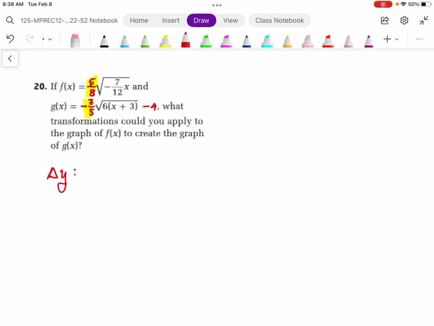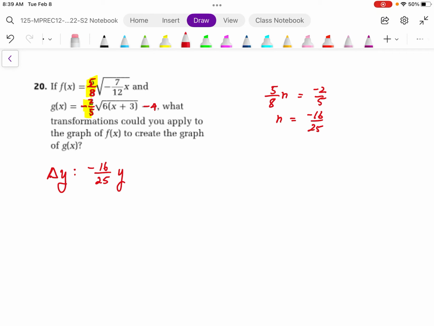And we can work that out this way too. We can go 5/8 times some number is equal to -2/5, and we can solve for that multiplying factor, and we get -16 over 25. So I'm going to first of all do a vertical flip and then a compression of 16 over 25, and that will go from 5/8 to -2/5.